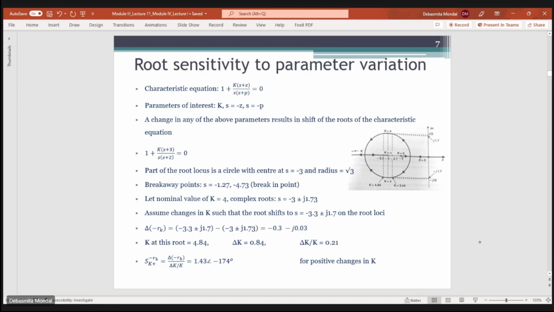Now let's consider a system where the poles lie at the origin and at s equals minus 2, and the zero is lying at s equals minus 3.